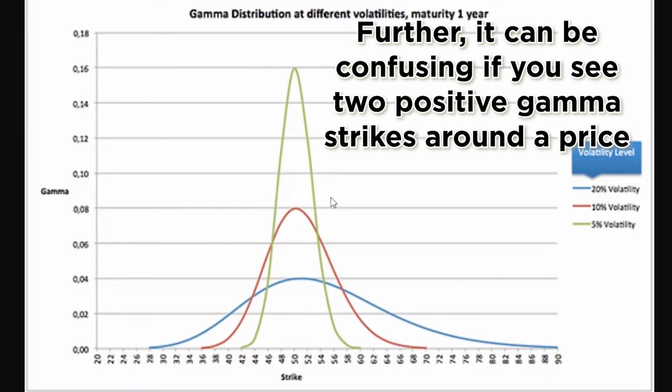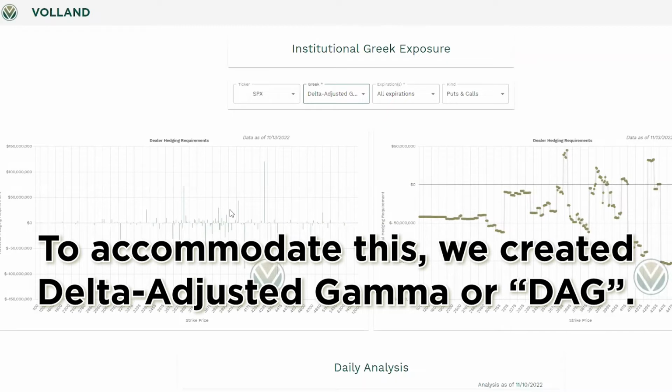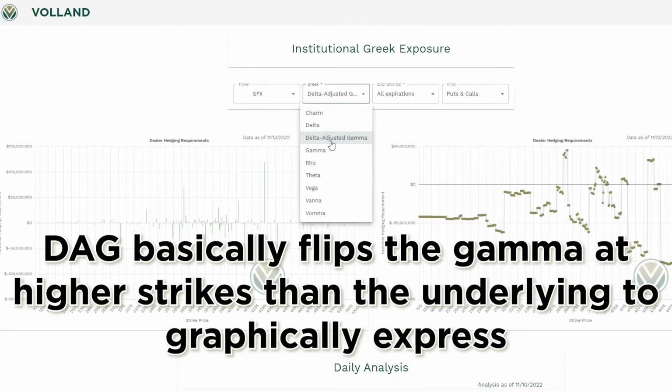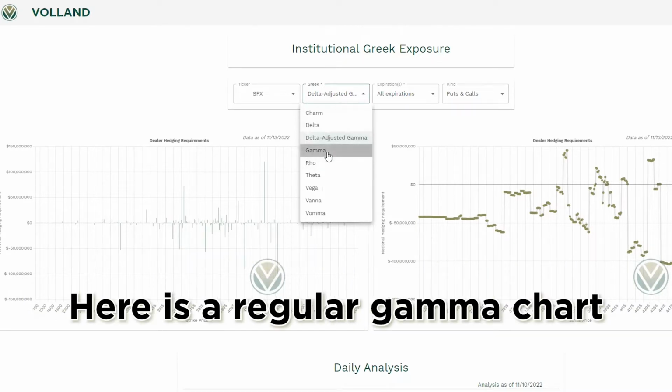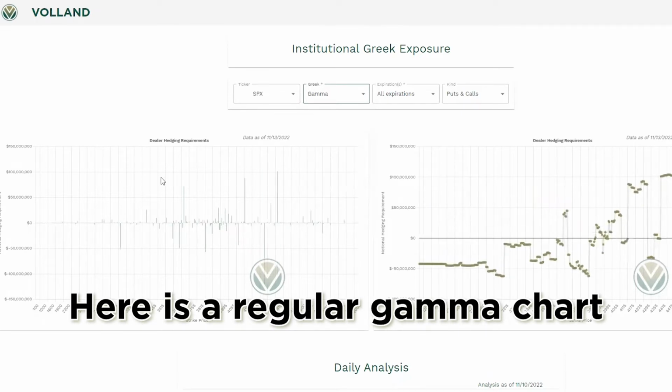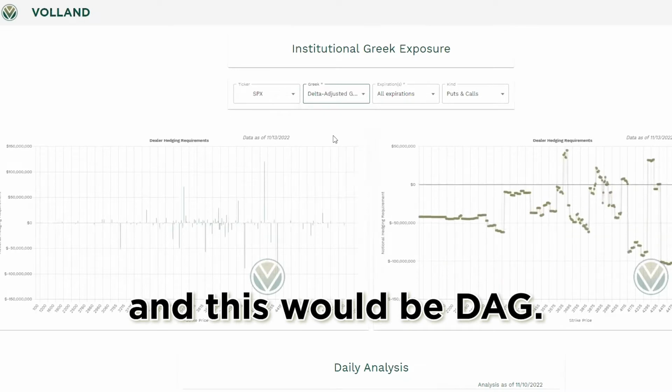Further, it can be confusing if you see two positive gamma strikes around a price and one results in buying and the other one results in selling. To accommodate this, we created delta adjusted gamma, or DAG. DAG basically flips the gamma at higher strikes than the underlying to graphically express buying or selling that is needed to hedge a position. Here is a regular gamma chart, and this would be DAG.